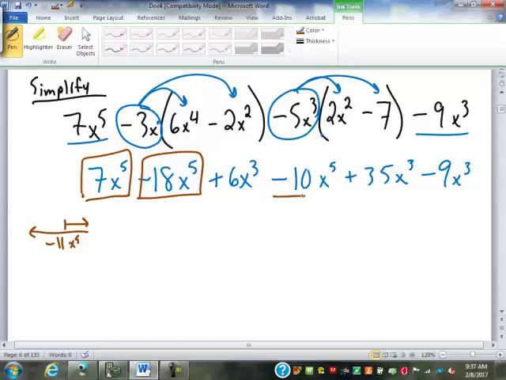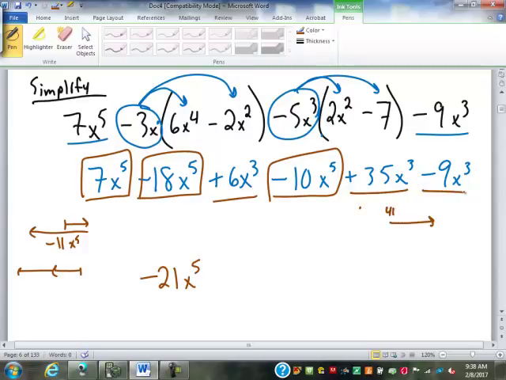But we also have a negative 10. So we've got negative 11 and negative 10 more is negative 21 x to the fifth. So it's best to do those two at a time, then add the third one to that result. Now for x to the third, we've got 6 and 35 make 41. And negative 9 ends up at positive 32 x to the third.